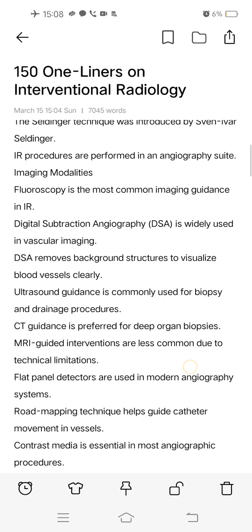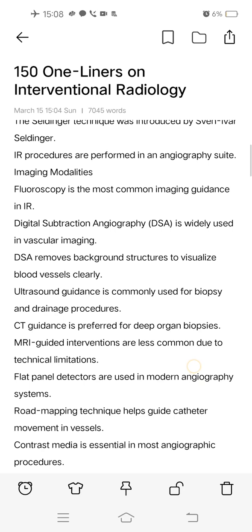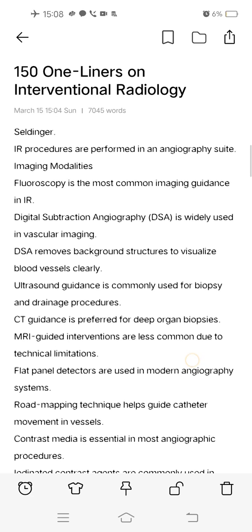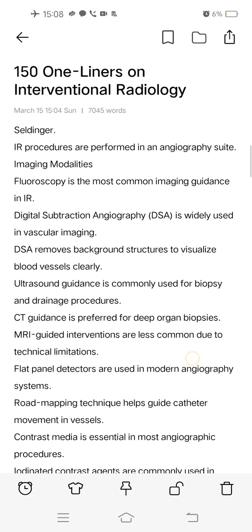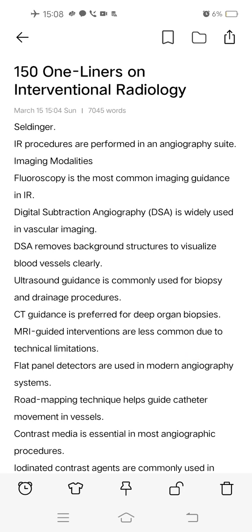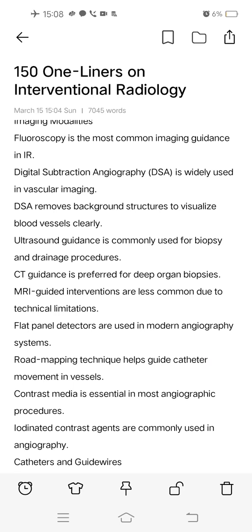Digital subtraction angiography, or DSA, is the most common in interventional radiology. So this is widely used for vascular imaging. DSA removes background structures to visualize blood vessels clearly. Ultrasound guidance is commonly used for biopsy and drainage procedures. CT guidance is preferred for deep organ biopsies.